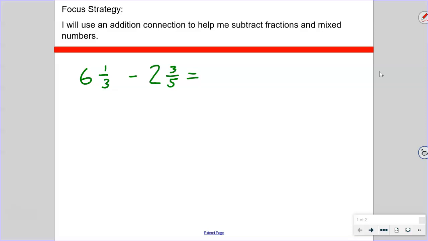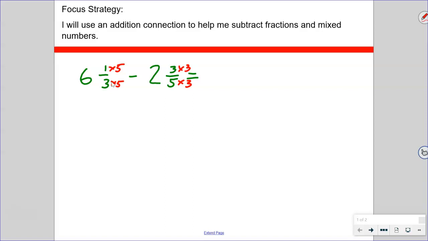Now, before I do any subtracting or any connections of any sorts, the first thing I'm going to do is rename both of these numbers so that I have common denominators. So in this situation, I'm going to take this 3 and multiply it by 5, and I'm going to take the 5 and multiply it by 3. Now, whatever I do to my denominator, I have to do the same thing to my numerator. So I'm going to do 1 by 5, and then 3 by 3.